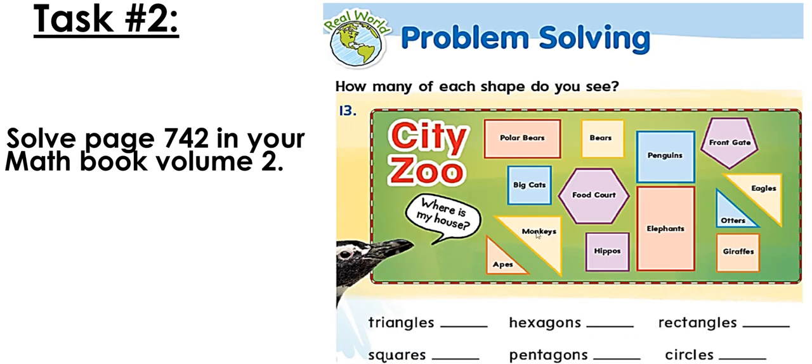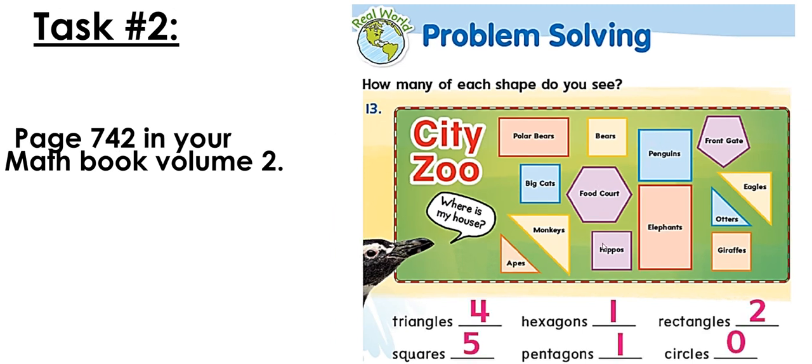For task number 2, you need to solve page 742. What you need to do, you need to see how many of each shape do you see and write it down. How many triangles do you see? Squares, hexagons, pentagons, rectangles, and circles. Pause the video, do this exercise, and then continue with the video when you finish.